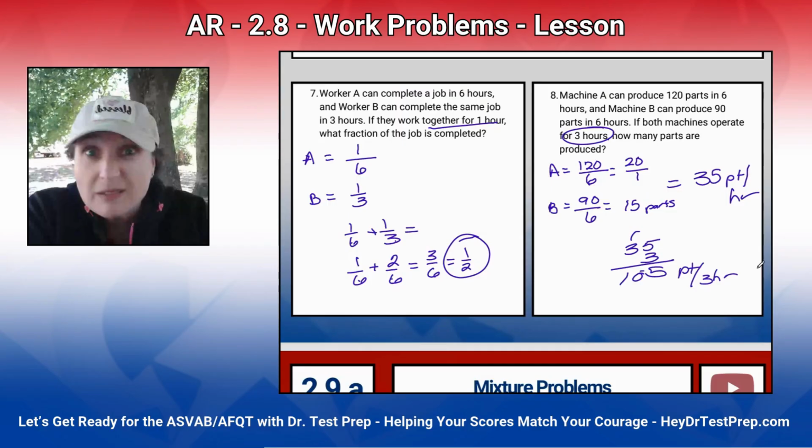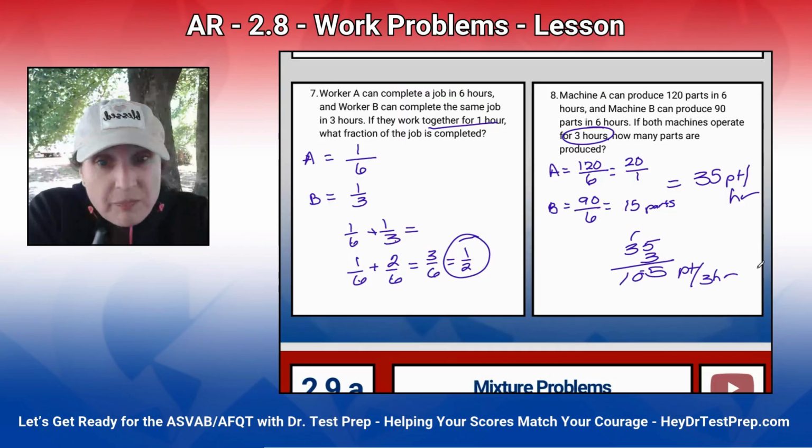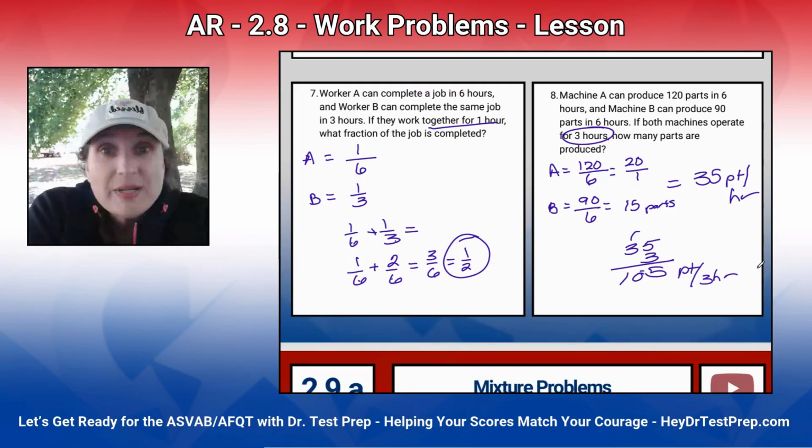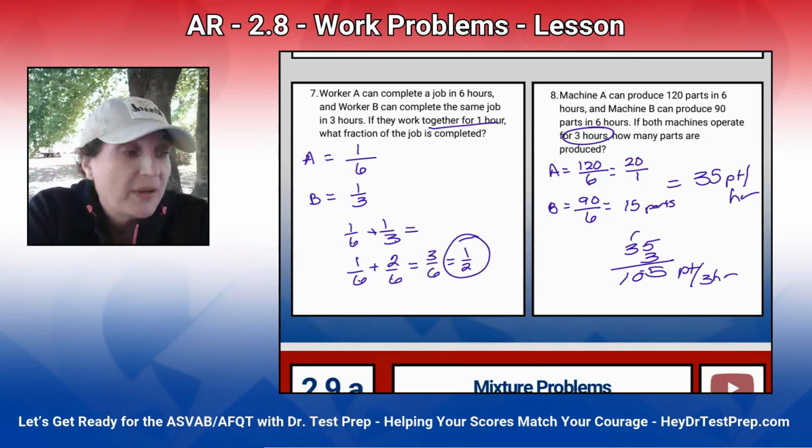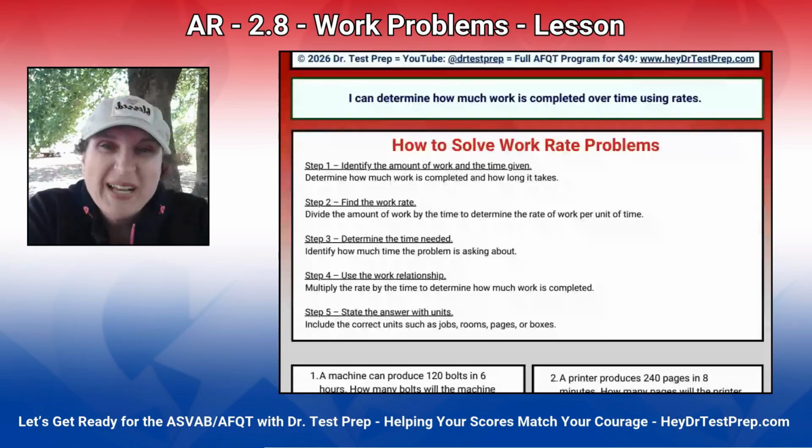Does your brain hurt? My brain hurts. But that's okay. The basic thing to do is start small. If we're combining and seeing what 2 people are doing, we just add it together. And then we solve from there. And we got this.